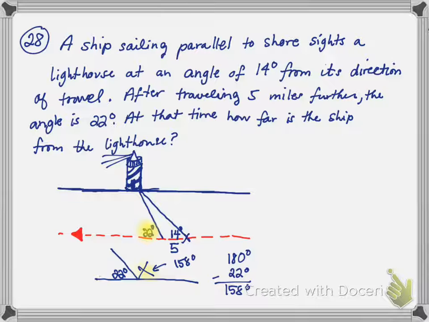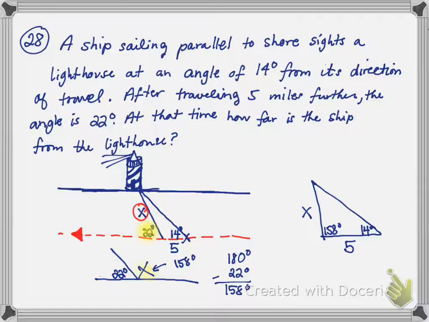So now, here's what my triangle looks like. I have the 14 degrees here. I also have the 158 degrees, which is what we just found, here. And I also know that this side is 5 because the ship traveled 5 miles. I'm looking for this side here, and I'll label it X and circle it in red. So this side here will tell us the distance between the lighthouse and the ship at that time.